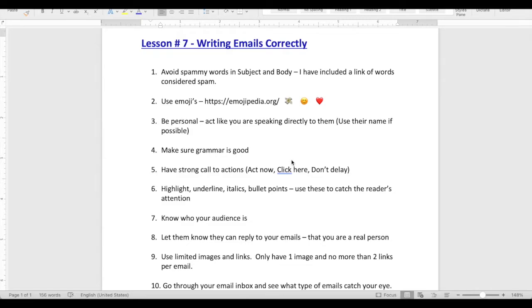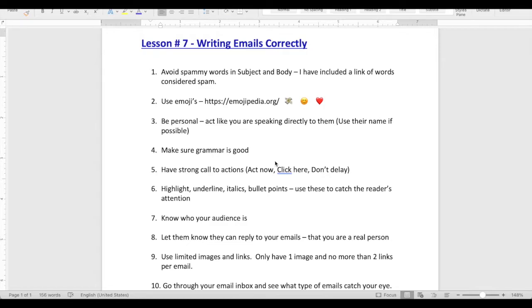Have an arrow to a click here or whatever you want, but don't just put an email out and then just put a link somewhere. You need to have a strong call to action so that they know what to do next. People want to kind of be directed. I hate to say it like that, but they want to know. Click here, do this now, something like that.